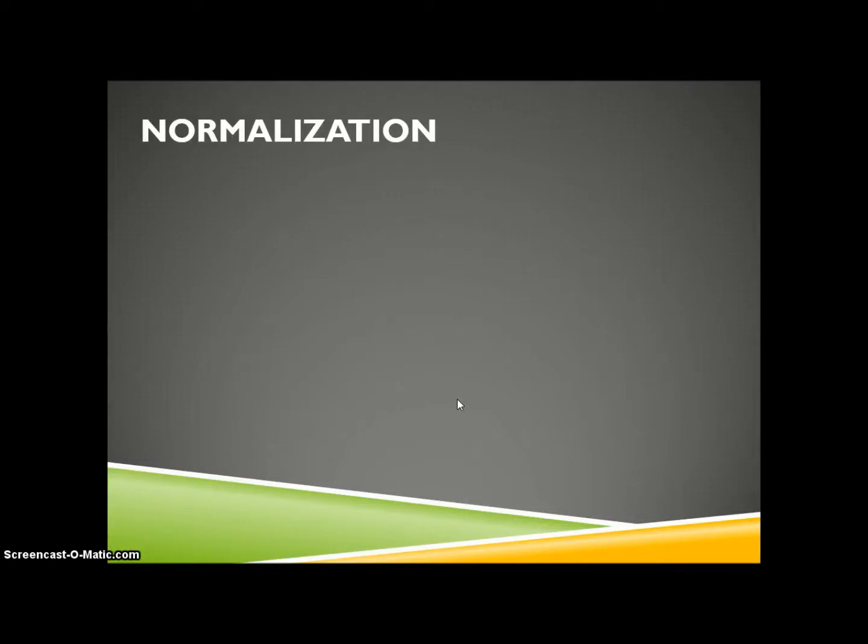I am going to talk about normalization and how this was implemented as part of our database application. Database normalization, as we know, is the process of organizing the attributes and tables of a relational database to minimize data redundancy. Now let us come to how this was implemented in our database.